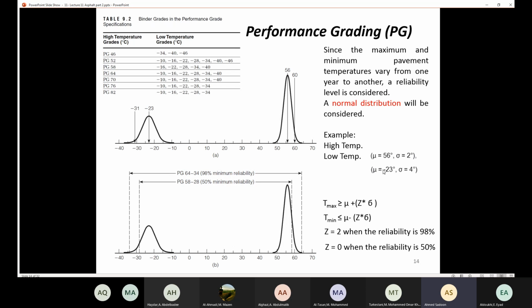Regarding the lower temperature, I have minus 23. So here I have PG 58. Here I'm going to look for minus 23. So minus 23, I'm going to round this to minus 28. So my PG is going to be 58 minus 28 if I'm going to use reliability 50%.